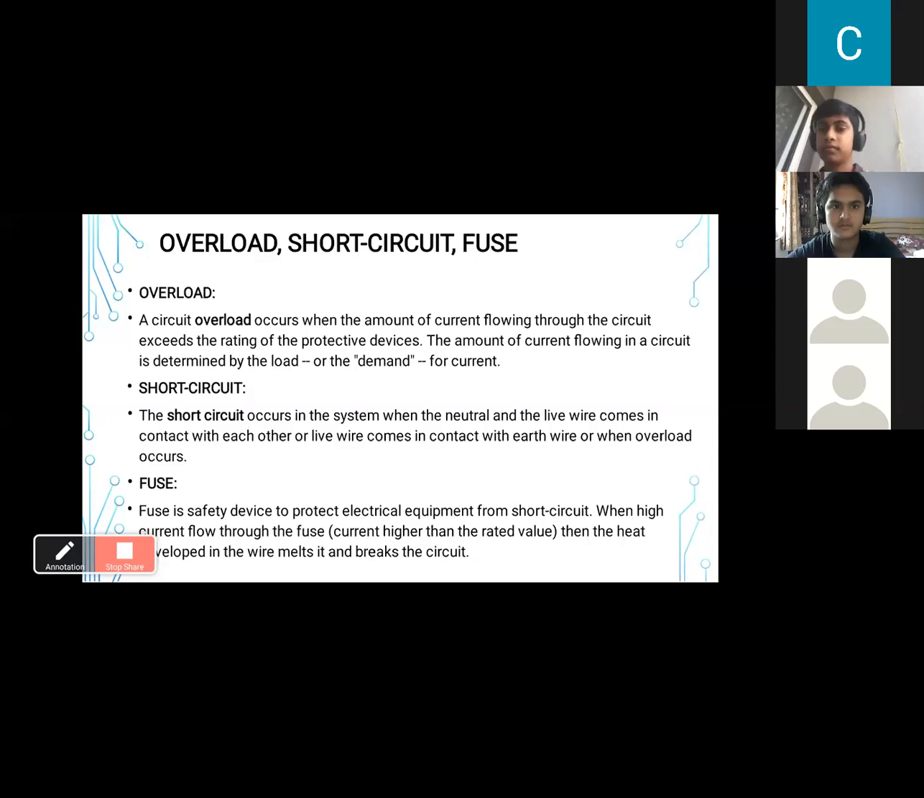Or what is overload, and how the fuse works. Whenever a high amount of current is flowing through, the fuse will melt and break the circuit, so the high current will not flow to the electric appliance, and my appliance will be saved. So it is known as a safety device also.